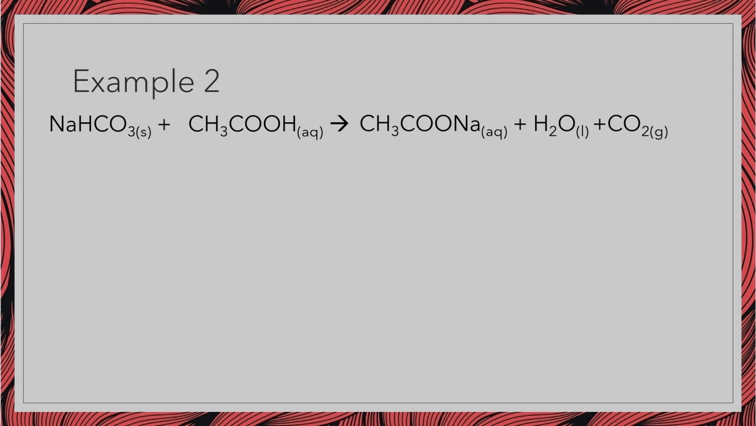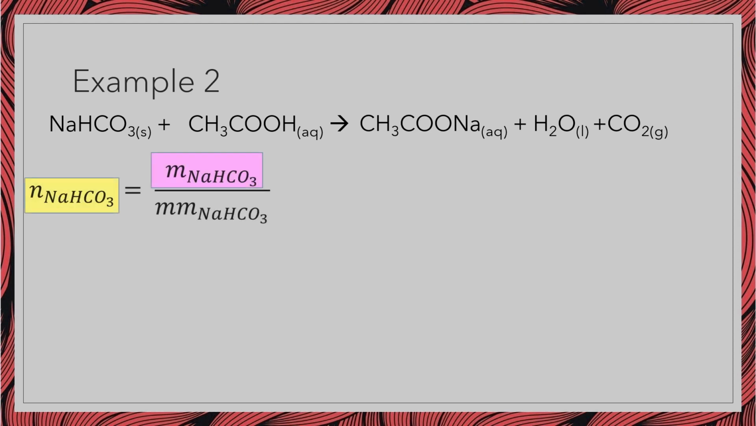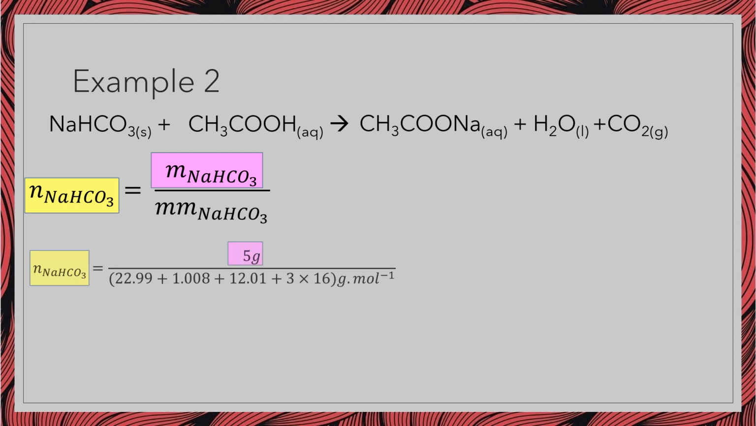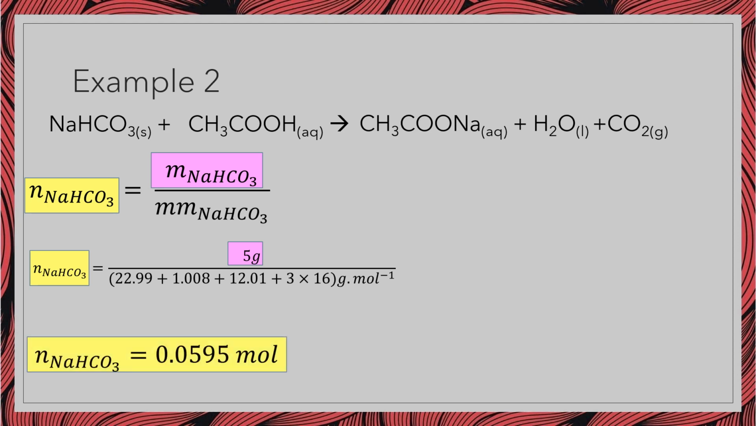So sodium hydrogen carbonate plus acetic acid gives us sodium acetate plus water plus carbon dioxide. Number of moles of sodium hydrogen carbonate is mass over molar mass. So it's 5 over the mass of sodium, which is 22.99, plus the mass of hydrogen, plus the mass of carbon, plus the mass of 3 oxygens. So number of moles is 0.0595.